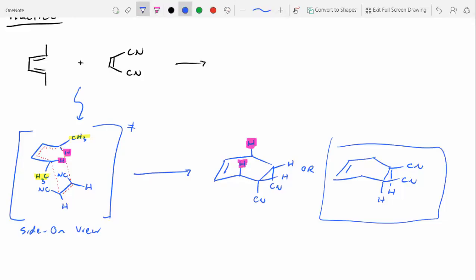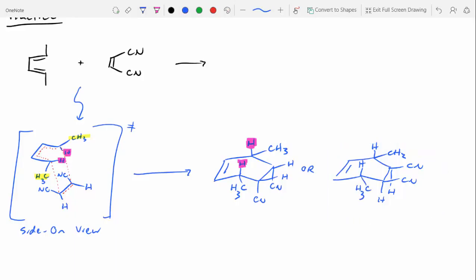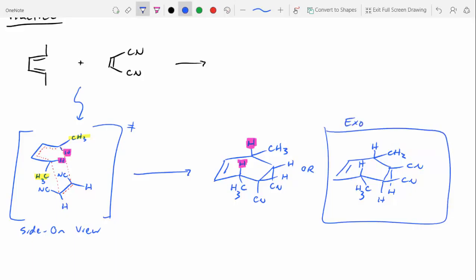And then our methyl groups will be sticking out and away, kind of. Does that make sense? So if we look at this one, our theoretical product would be our exo product. However, we know that our endo product is more favored. So let me just circle this and say exo is not favored.